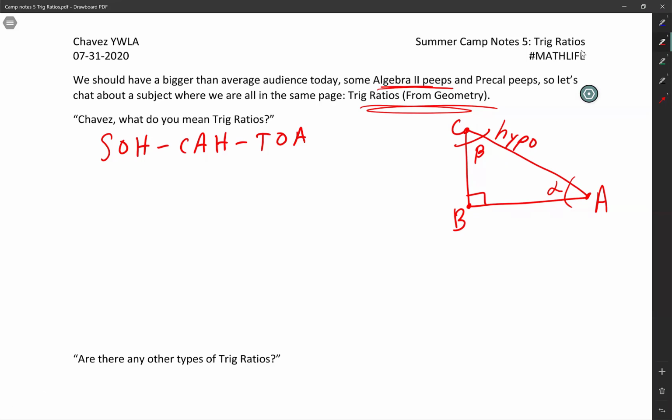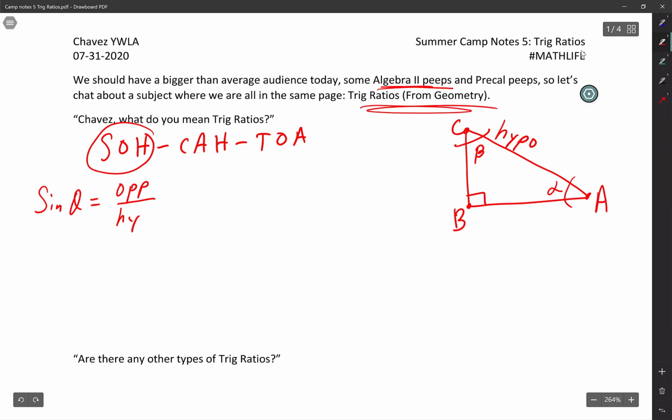So what does this stand for? The S in SOH stands for sine. So I'm going to say sine of some angle equals the O, which stands for opposite, so I'm going to write OPP, and the H stands for hypotenuse. I'm just going to write HYP, and that's it, guys.